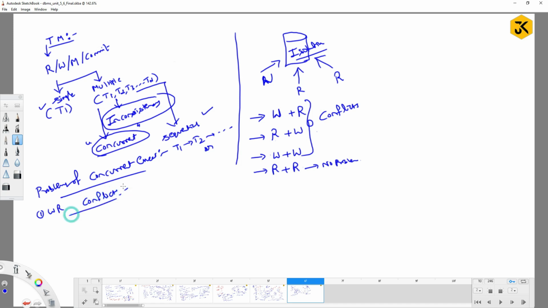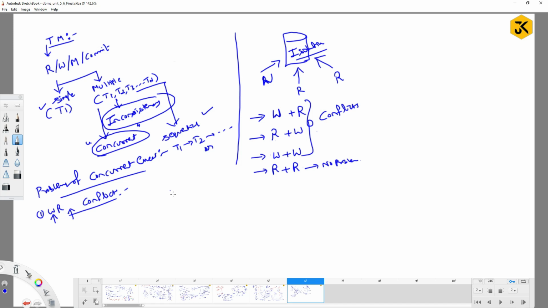Write-read conflict: if multiple transactions are being executed, and out of those transactions one is a write operation and another is a read operation on the same variable, and both are from different transactions, then there is a chance of getting a write-read conflict.